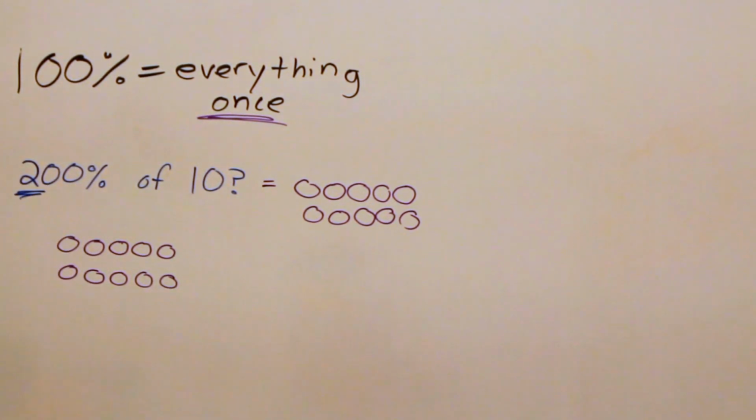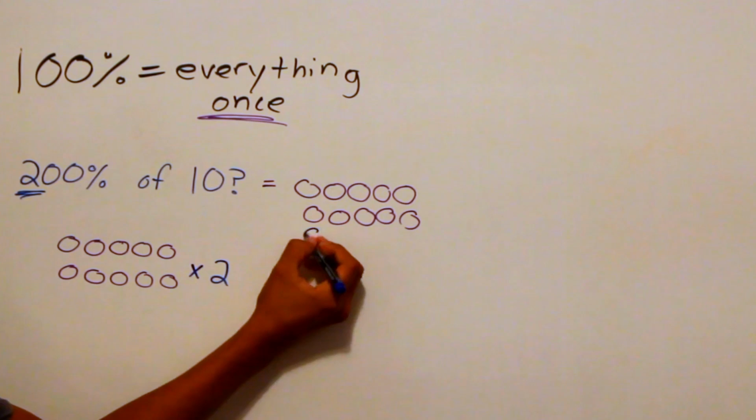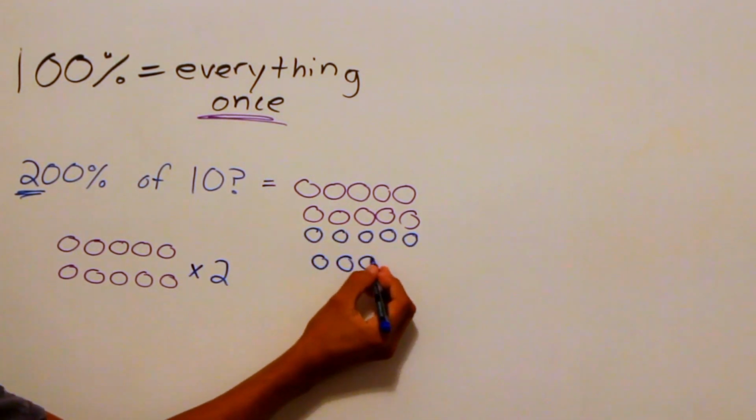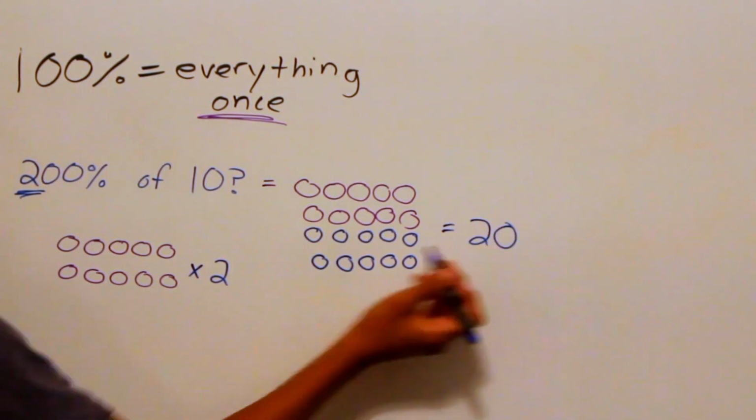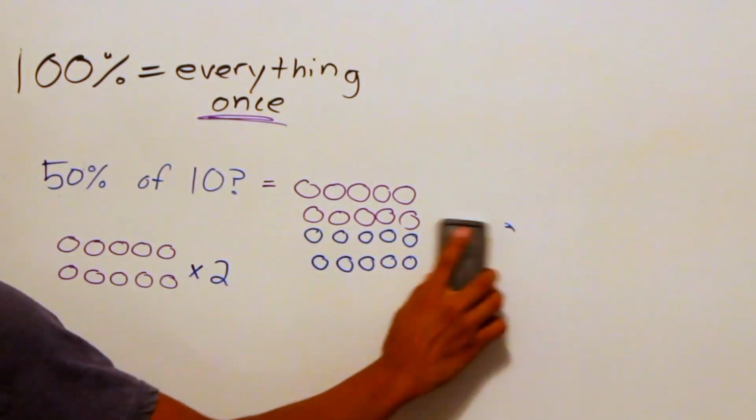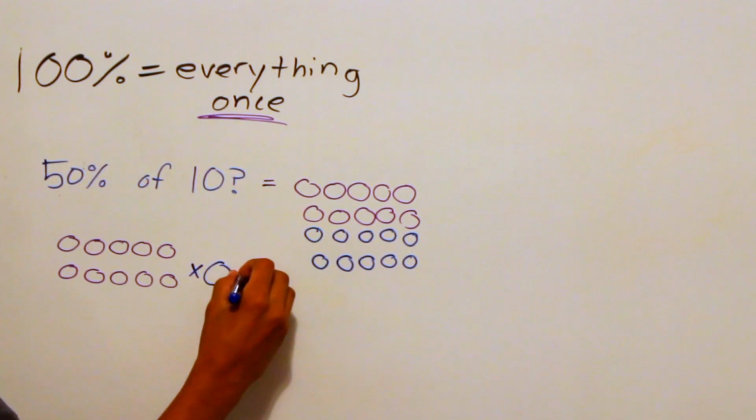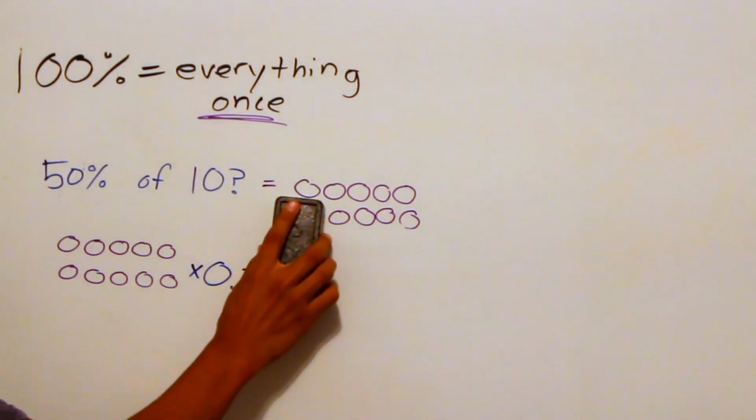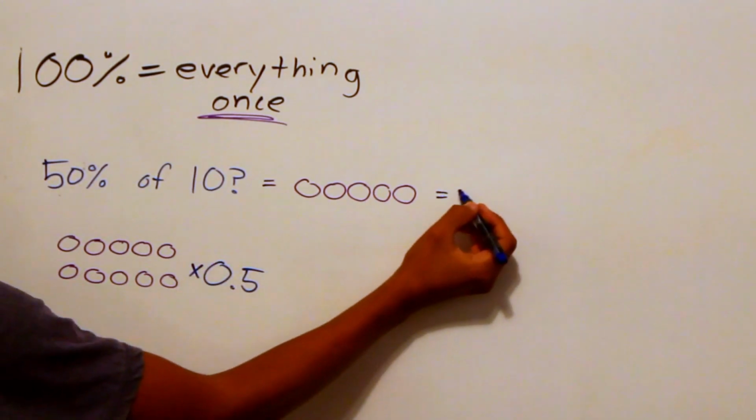What about 200% of 10? Note that 200% is twice of 100%, and 10 multiplied twice is 20. Next, let's try finding 50% of 10. 50% is half of 100%, and 10 multiplied by a half is 5.